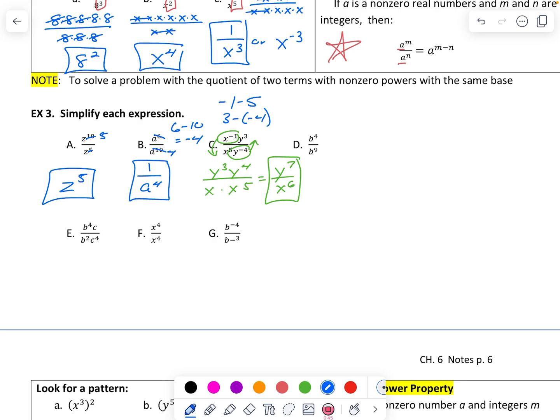For this last one, we have these 4 could cancel with 4 of those, or in other words, 4 minus 9 is negative 5. Either way, we get 1 over b to the 5th in the denominator.